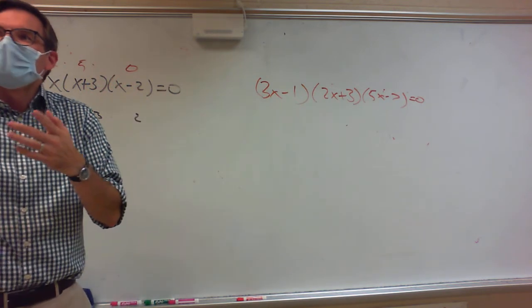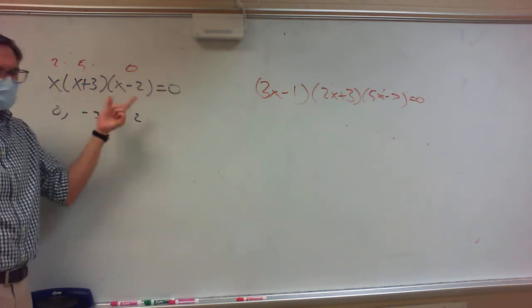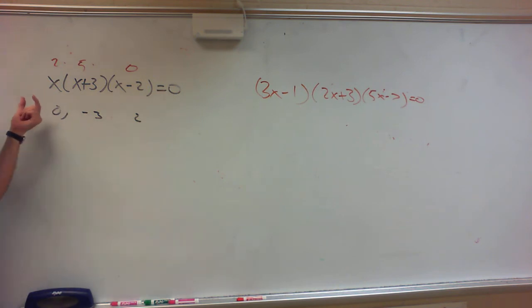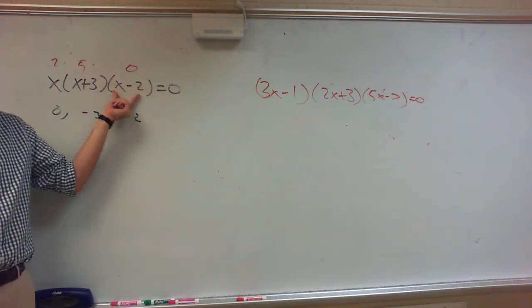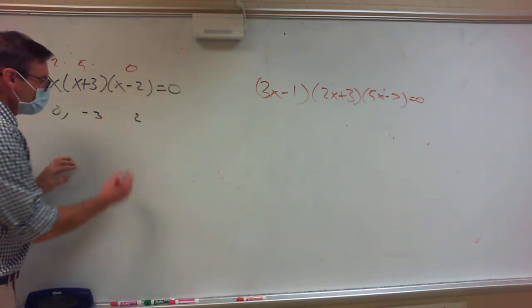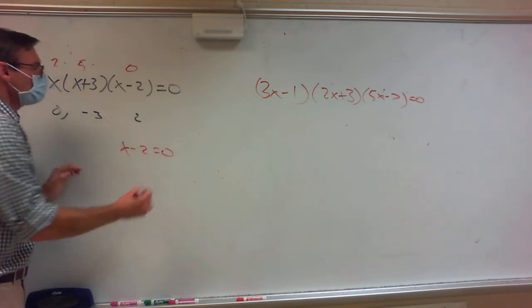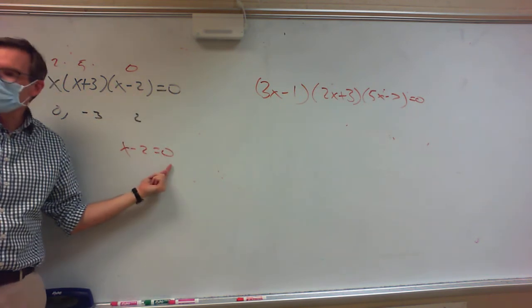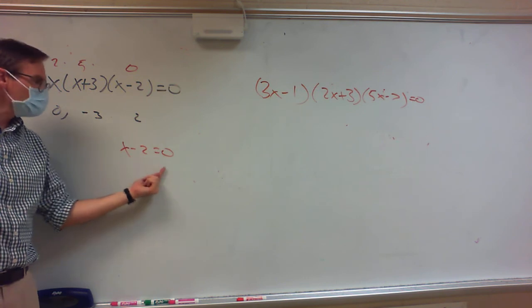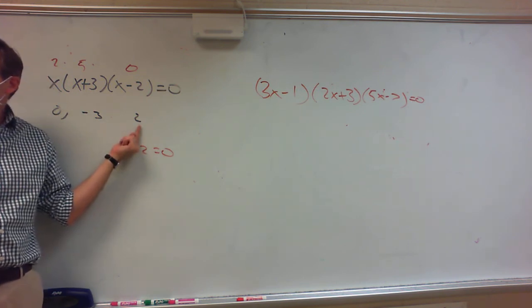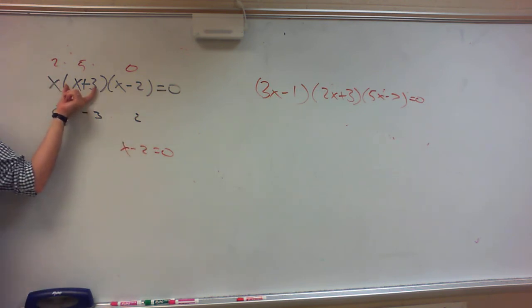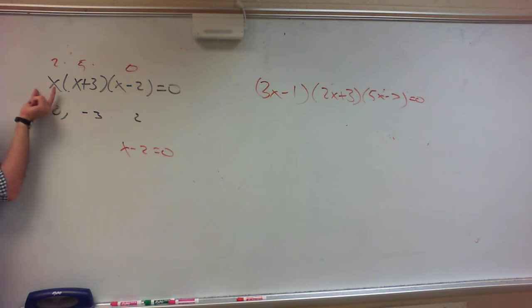But let's look back at what's going on here. When I say I want this to be 0, mathematically I'm saying x minus 2 equals 0. I'm actually setting this equal to 0, and then when I solve, that's where the 2 comes from. If I set this equal to 0, I'll get the -3. And if I set this equal to 0, I'll just get 0.